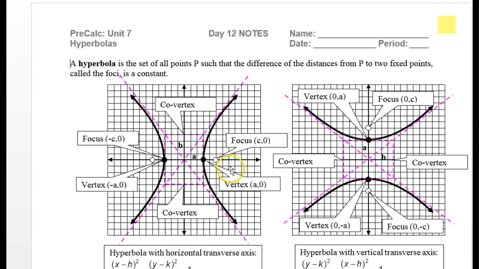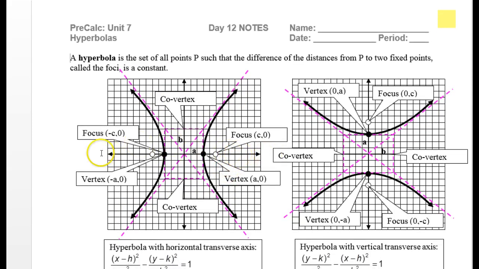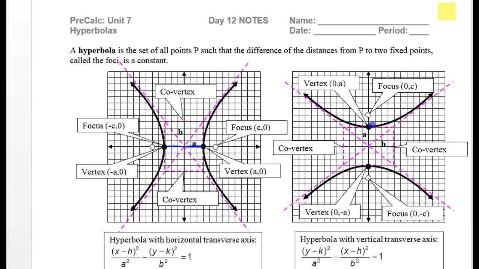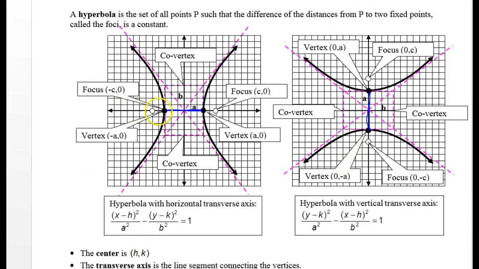Now, some hyperbolas are horizontal, meaning they open to the left and to the right, or I could say the transverse axis, this blue line, is horizontal. That's what I mean when I say a horizontal hyperbola. This hyperbola has a vertical transverse axis, so I would call this a vertical hyperbola. When the hyperbola is horizontal, the x term should be first. When the hyperbola is vertical, the y term should be first.